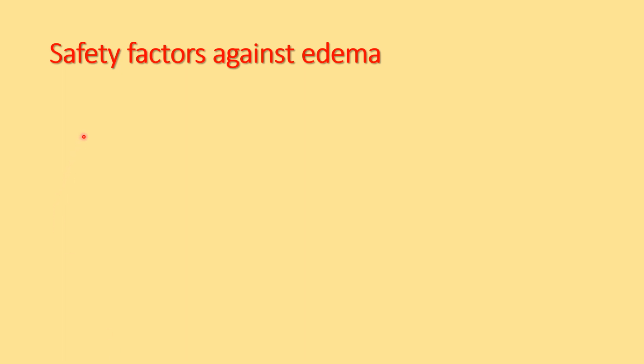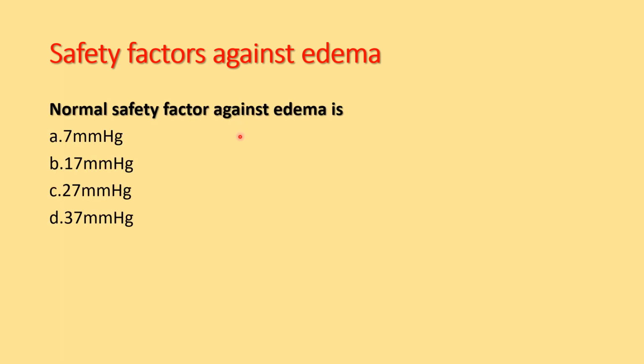Most frequently asked MCQ for the NEET PG and university examination from the concept of safety factors against edema. It may be asked like this. Normal safety factor against edema is option A 7 mm mercury, option B 17 mm mercury, option C 27 mm mercury, option D 37 mm mercury. The correct answer is option B, 17 mm mercury.